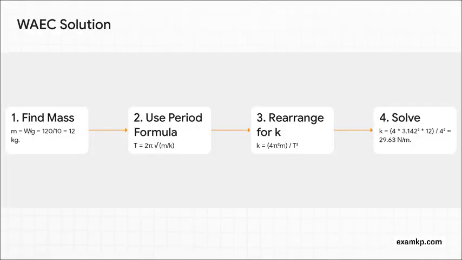Okay, here we go. The very first step, and this is the classic trip-up spot for so many students, is to convert that given weight into mass using W = mg. Once we have the mass as 12 kilograms, the rest is pretty straightforward. We take our period formula, rearrange it to solve for K, plug in all the numbers, and we get our answer, about 29.63 newtons per meter.